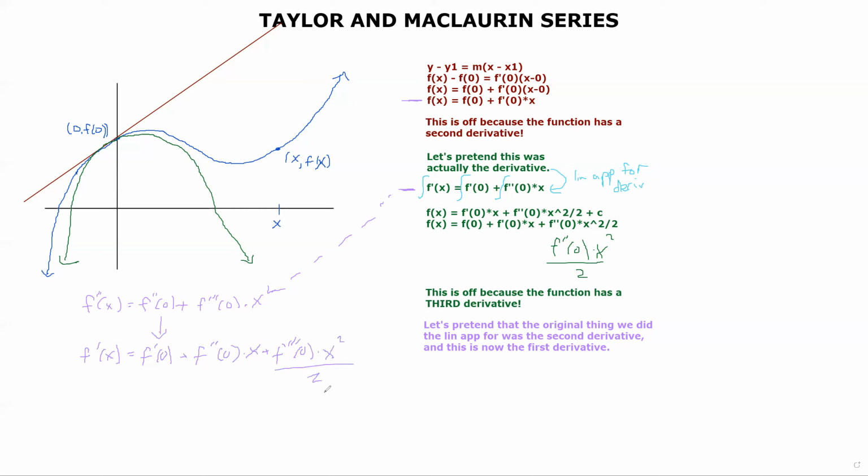Plus dot, dot, dot. And if we kept going, we would have the nth derivative of 0 times x to the n over n factorial. We can extend this fraction all the way if we like. And this right here, this is called the MacLaurin series. This business right here that we did in red. So while it might not be very clear about what we did, this is how we get there.